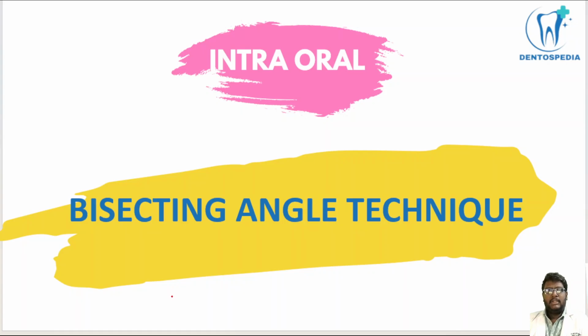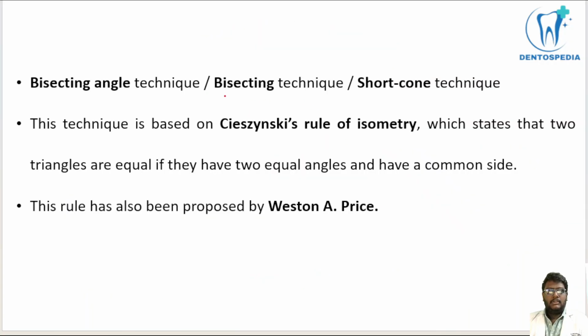Coming to today's main topic, in intraoral projections we have mainly two kinds of techniques: the bisecting angle technique and the paralleling technique. Now we are going to discuss the bisecting angle technique. It is also called the short cone technique, and it is based on a principle called the Szyszynski rule of isometry, advocated by a researcher called Weston Price.